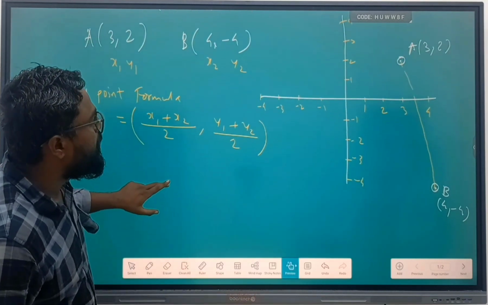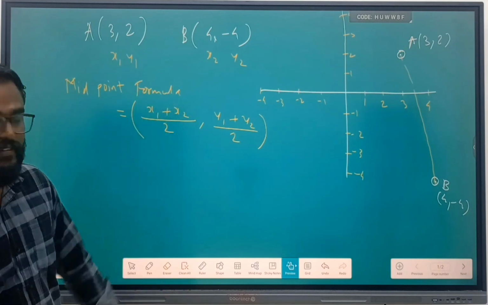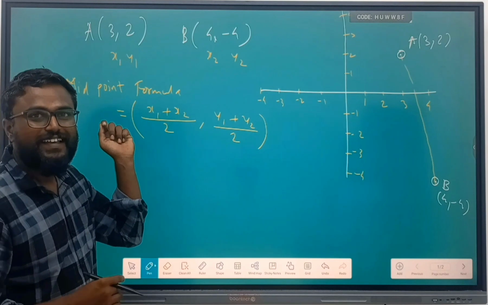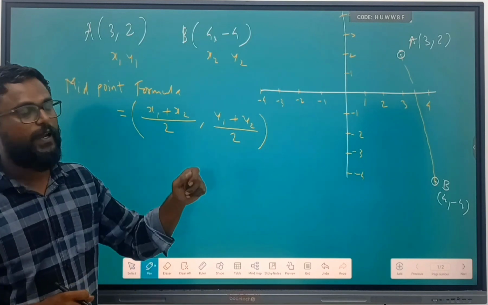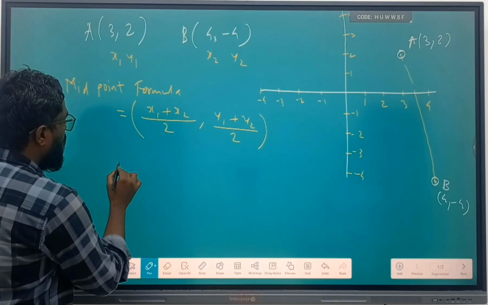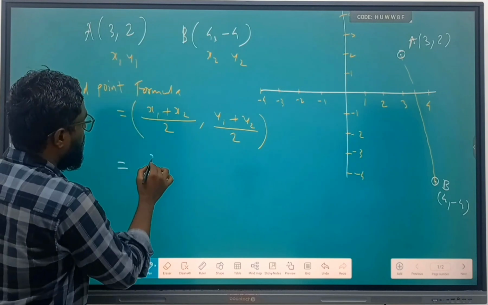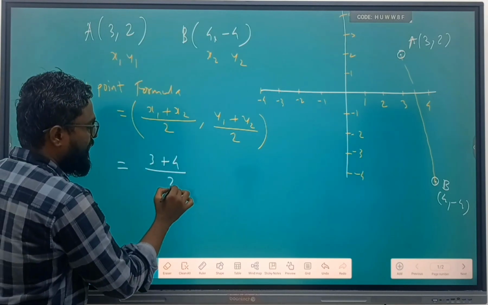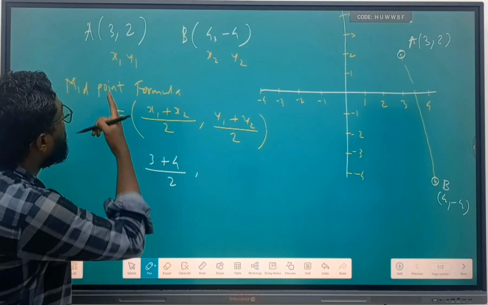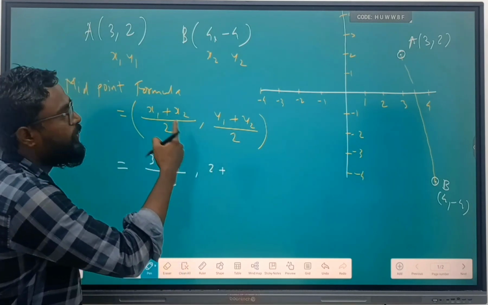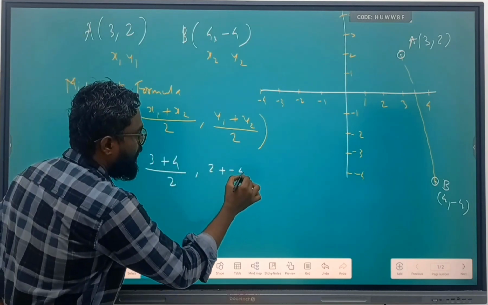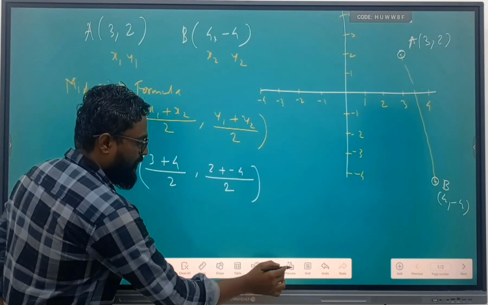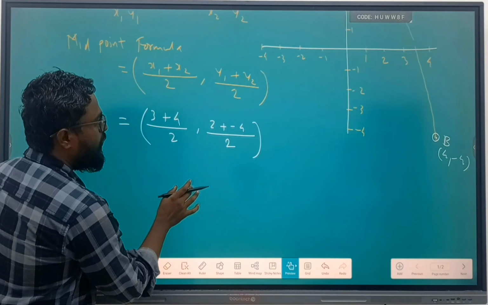Now I will replace the values in this equation. We are going to substitute the values of the points x1, y1, x2, y2 into this formula. So x1 is 3, x2 is 4, you divide that by 2. y1 is 2, y2 is -4, over 2.